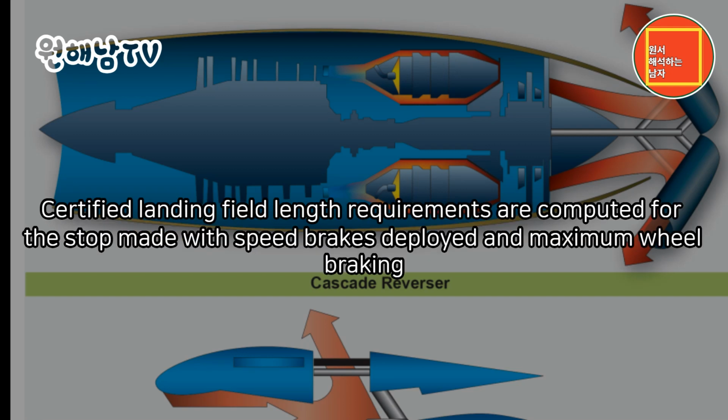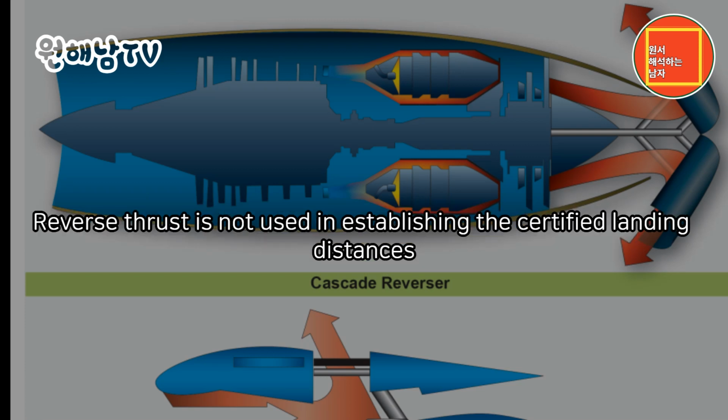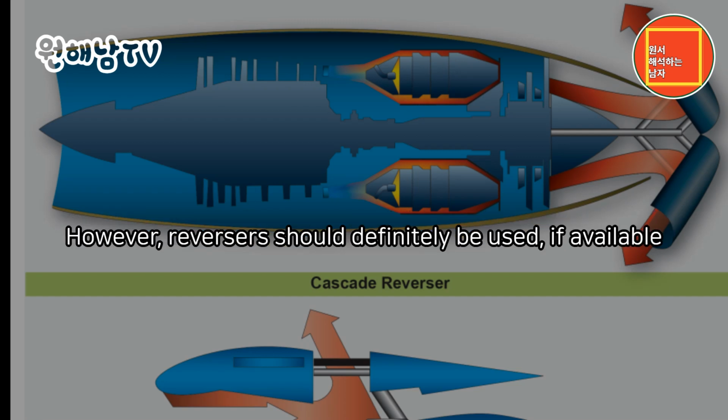Certified landing field length requirements are computed for the stop made with speed brakes deployed and maximum wheel braking. Reverse thrust is not used in establishing the certified landing distances. However, reversers should definitely be used, if available.